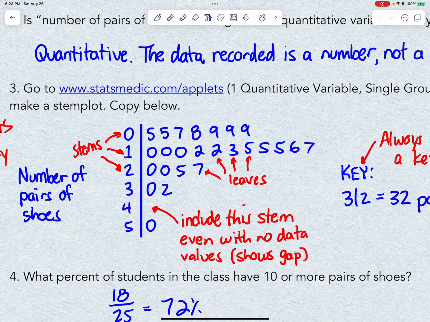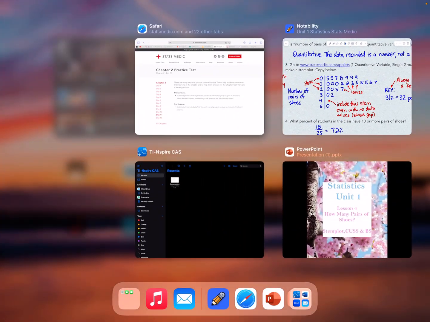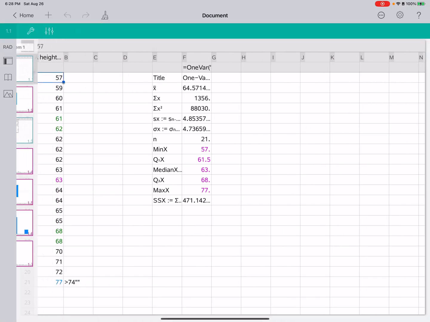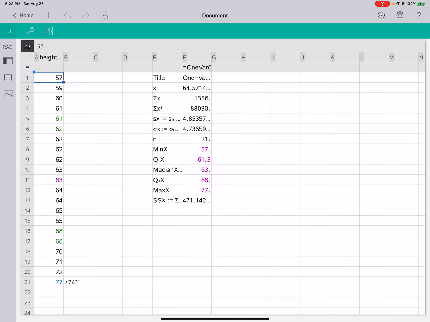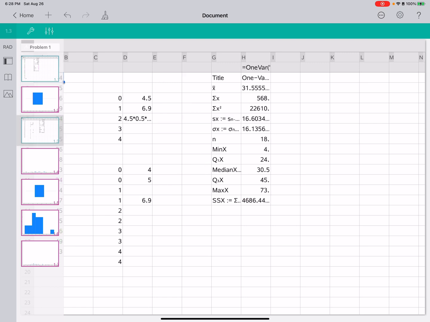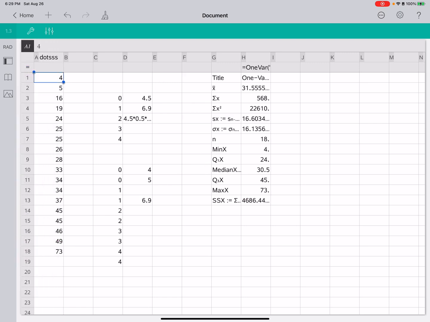You cannot make this on your Nspire calculator, but you can order the data, so I am going to show you that. All right, so let's go to just some data. I think I have shown you this before, but I'm just going to show you again. Let's grab some other data that's not ordered. This here is actually ordered, but I'm just going to show you how to order it anyway.